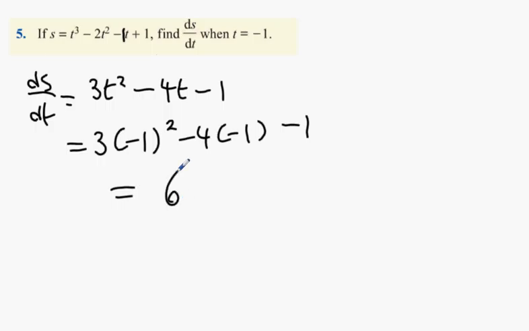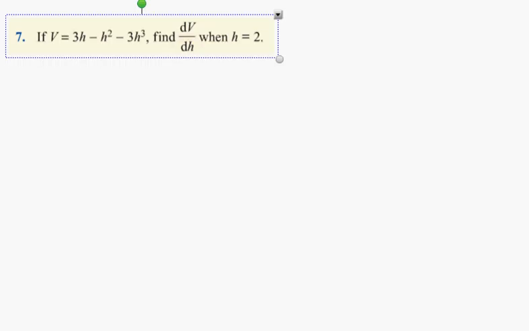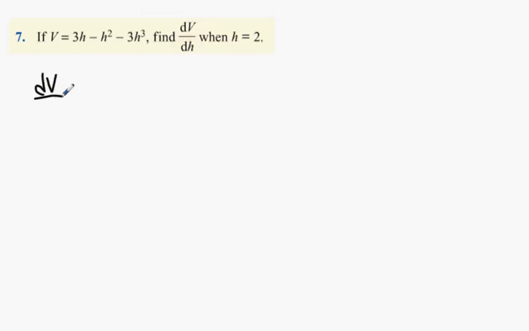Now, question 7. We've got to differentiate this one. James, when you differentiate 3h, you get? 3. When you differentiate minus h squared, bring 2 to the front, so minus 2h. When you differentiate minus 9h squared, 18h. And then what do you replace all the h's with?